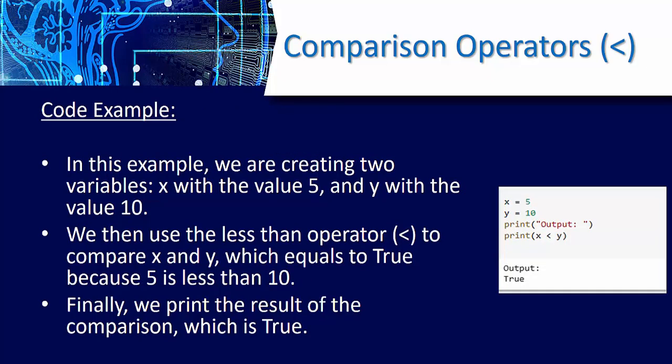In this example, we are creating two variables, x with the value 5, y with the value 10. We then use the less than operator to compare x and y, which equals true, because 5 is less than 10. Finally, we print the result of the comparison, which is true.